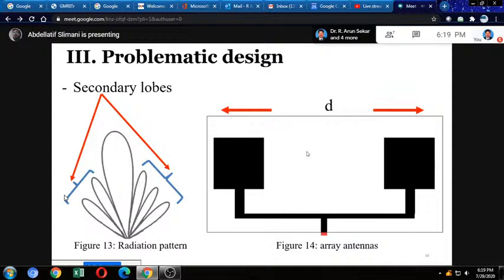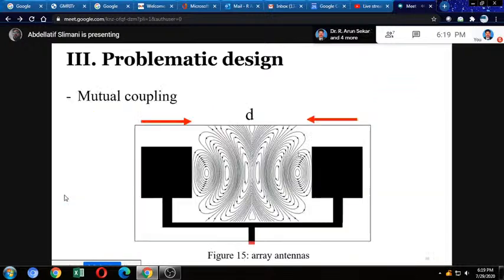Here, if I increase the inter-element distance between radiating elements, I can observe that the mutual coupling decreases, which is an advantage, but the secondary lobes increase, which is a problem. In the second case, I decrease the inter-element distance. What happens here? The secondary lobes decrease, so it's an advantage. If we talk about side lobes, a decrease is an advantage.